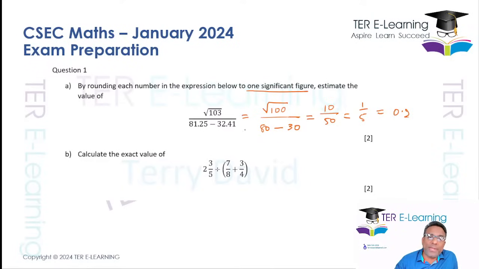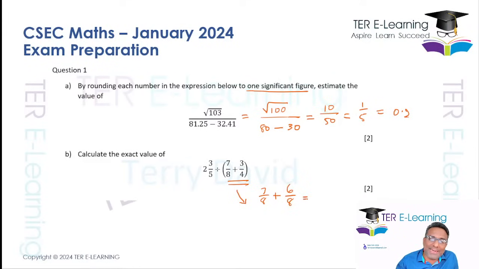That's part A. The next one, we have 2 3/5 divided by 7/8 plus 3/4. Whenever you have a question like this involving fractions, you should work this bracket out first, before performing the division. That's 7/8 plus 3/4. For 3/4, you can make the denominator 8 by multiplying top and bottom by 2. So 3/4 is the same as 6/8.